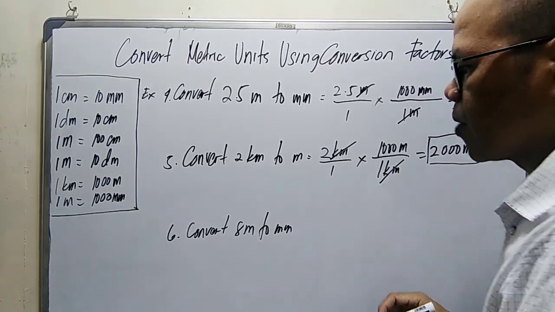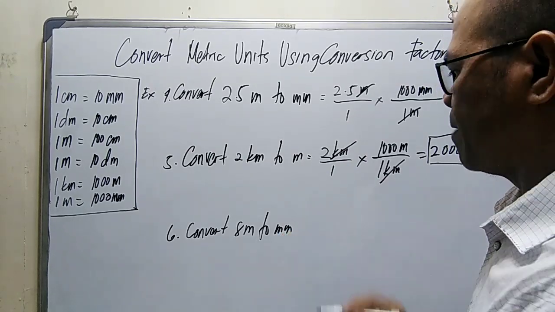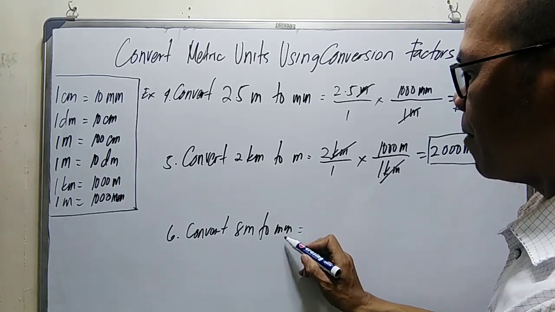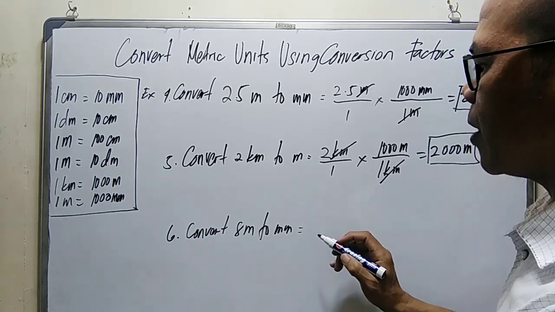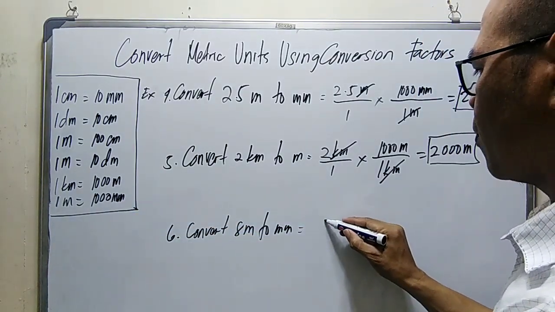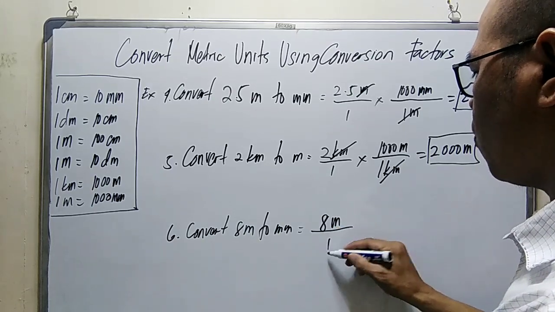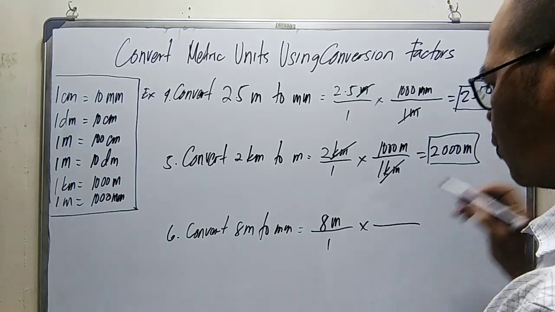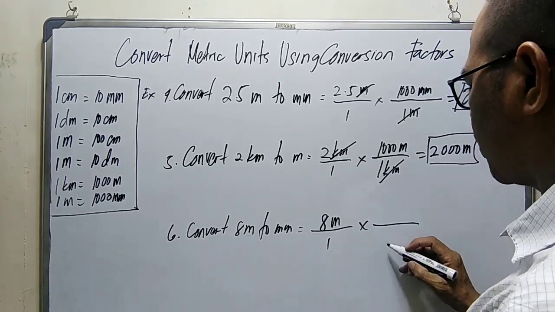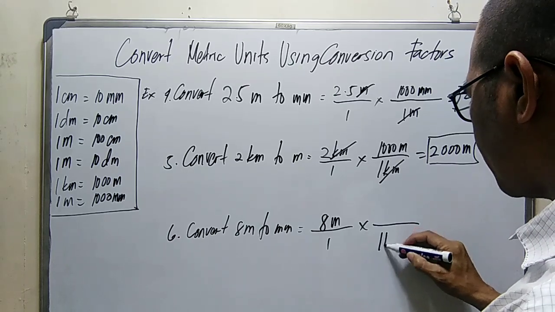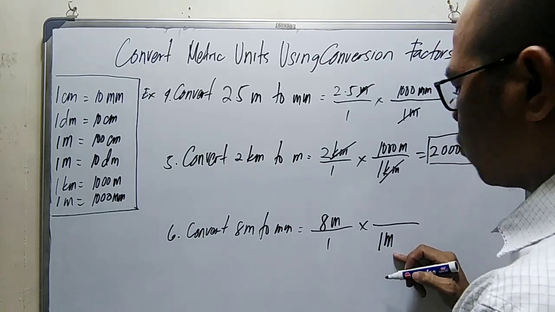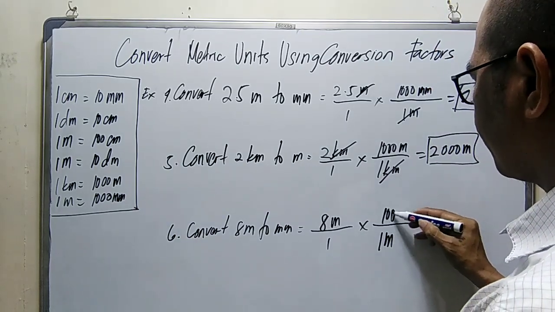Okay, number 6. Convert 8 meters to millimeters. Okay? So, gagawin natin millimeters ang meter. So, 1 meter, ilang millimeters yan? 1,000. Ipahin muna natin si 8 meters over 1 times yung denominator dapat the same siya sa ating original na measurement, which is meter. 1 meter, yung equal niya sa millimeter is 1,000 millimeter.